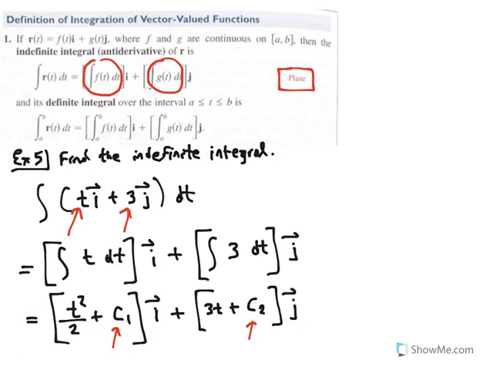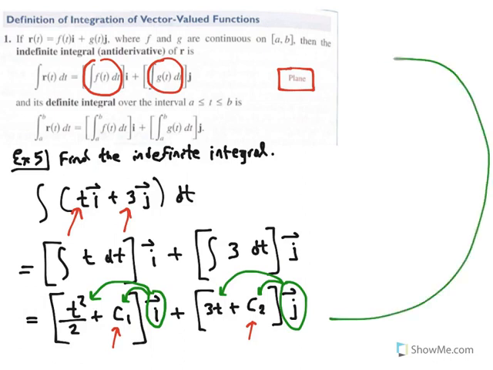Now here's something that you should note. We can now distribute the standard unit vector i to each of these two components, and we will also distribute it to the constant of integration c sub 1. We will do the same thing with the standard unit vector j, distribute it to 3t, and the constant of integration c sub 2. What happens when we do that? Let's bring our work to the top here.